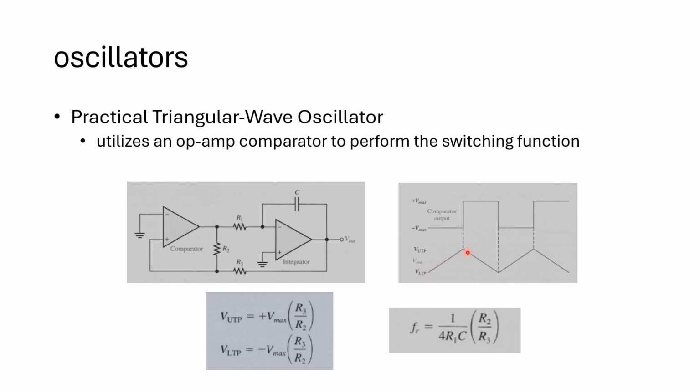So positive going ramp on the output of the integrator. When the ramp voltage reaches the upper trigger point, or the UTP, so this is our UTP, the comparator switches to its maximum positive level. So this positive level causes the integrator ramp to change to a negative going direction. This one.